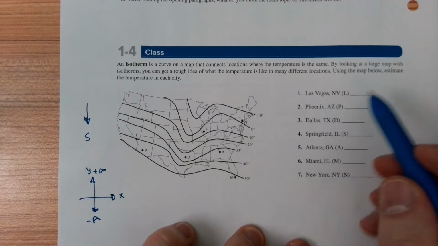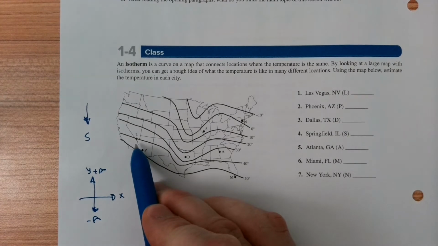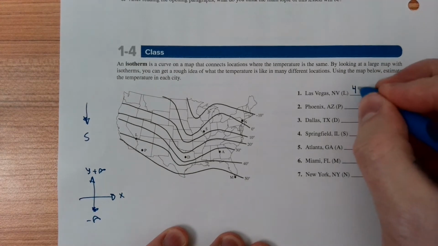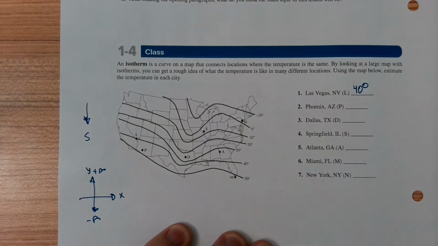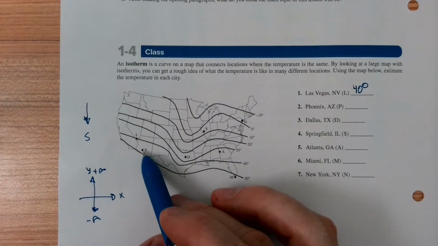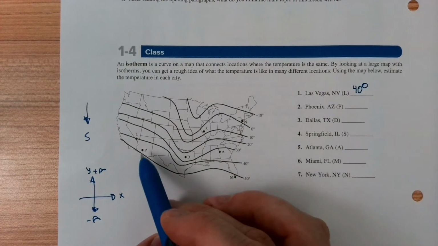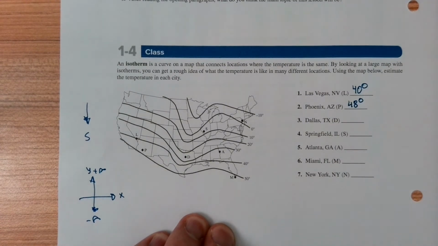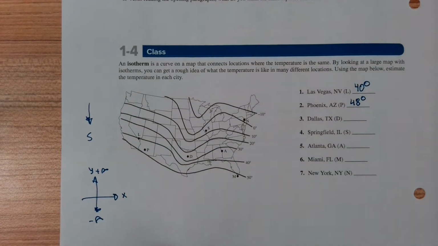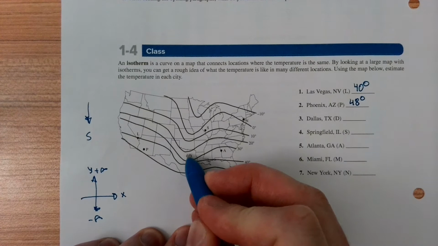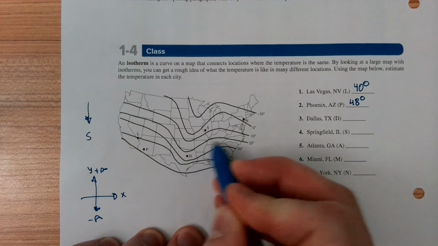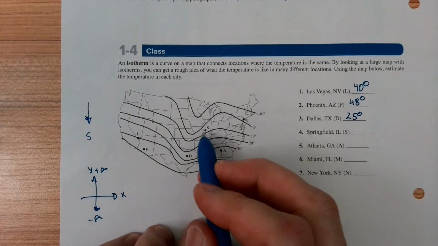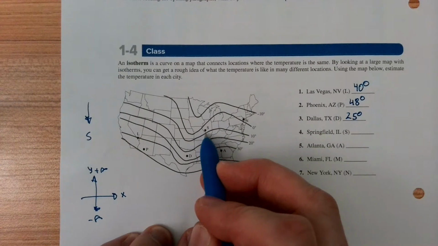Let's start with point L, which is Las Vegas, Nevada. It's almost exactly on this line, so we can call that 40 degrees. Then we move to point P. It's between 40 and 50 degrees, and closer to 50 than 40, so I might call that 48 degrees. It's definitely above 45. Dallas, Texas, I think that's halfway between this 20 degree line and this 30 degree line, so I would call that 25 degrees.